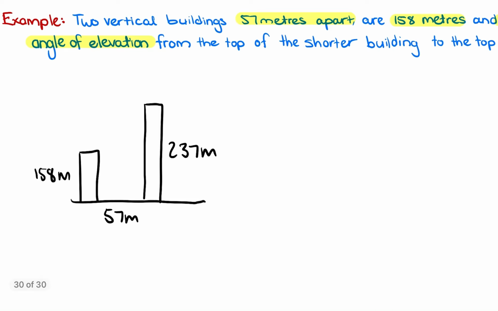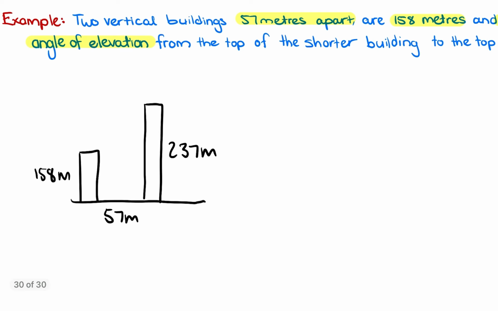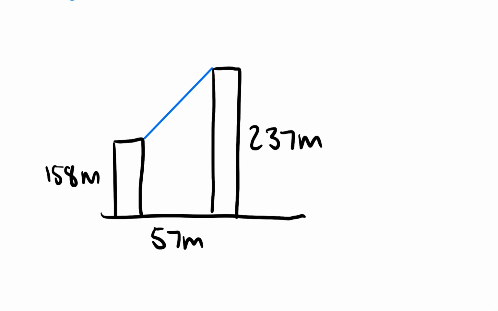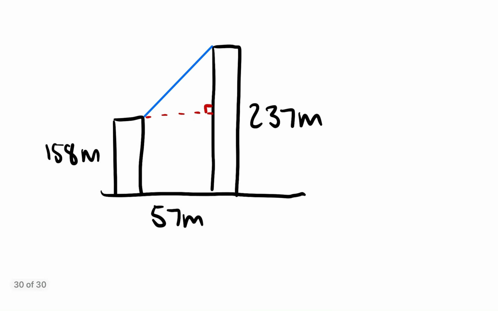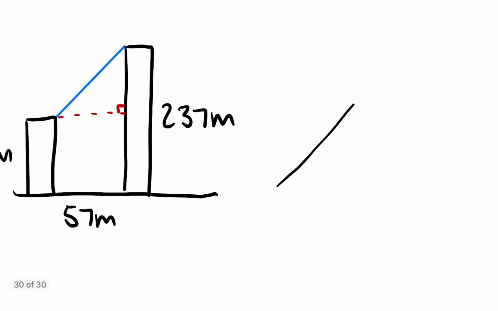So then it wants us to find the angle of elevation from the top of the shorter building to the taller building. So it's wanting us to find the angle from here to here. Okay, so from here, we now need to find where our right angle triangle is in this diagram. So if I look at this, my right angle triangle is right about here. Okay, so now I'm going to take that and I'm going to draw an actual right angle triangle.